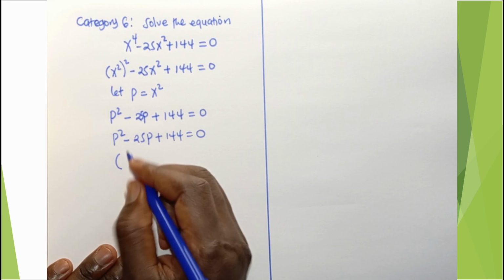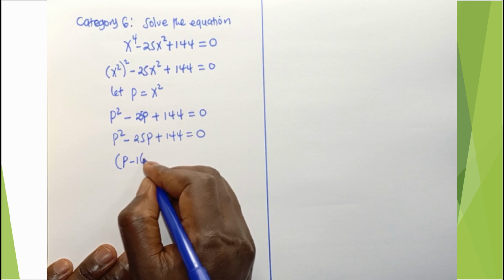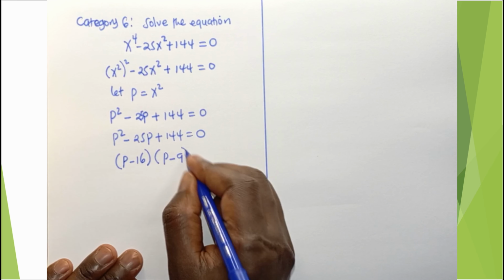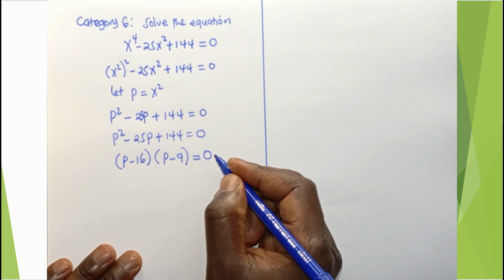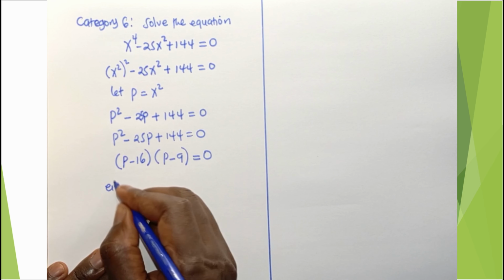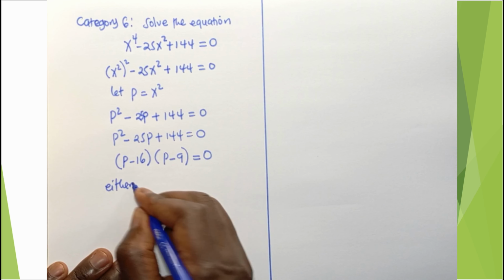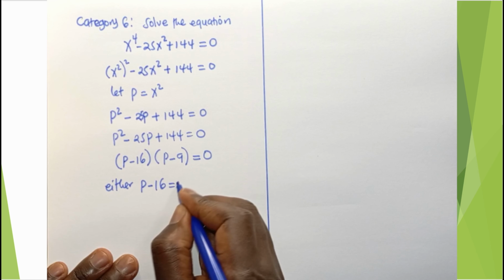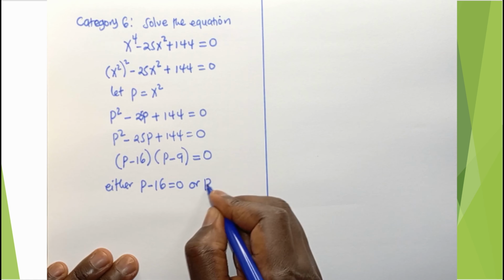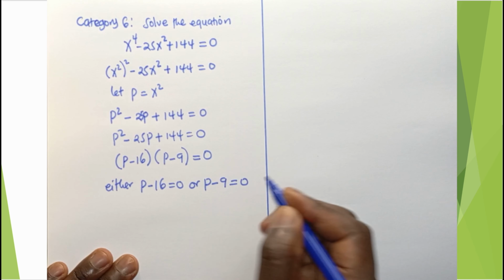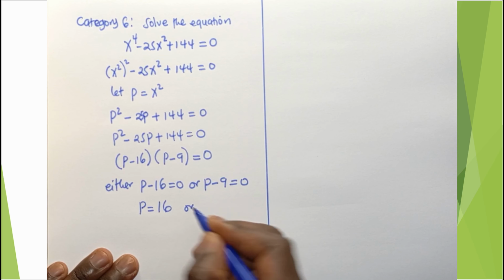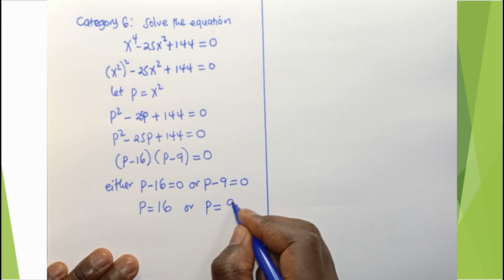If you remember, also in indices, we have equations that we reduce like this. So using factorization, you have p minus 16 into p minus 9 is equal to 0. So either p minus 16 is equal to 0, or p minus 9 is equal to 0. So therefore, p is equal to 16 or p is equal to 9.